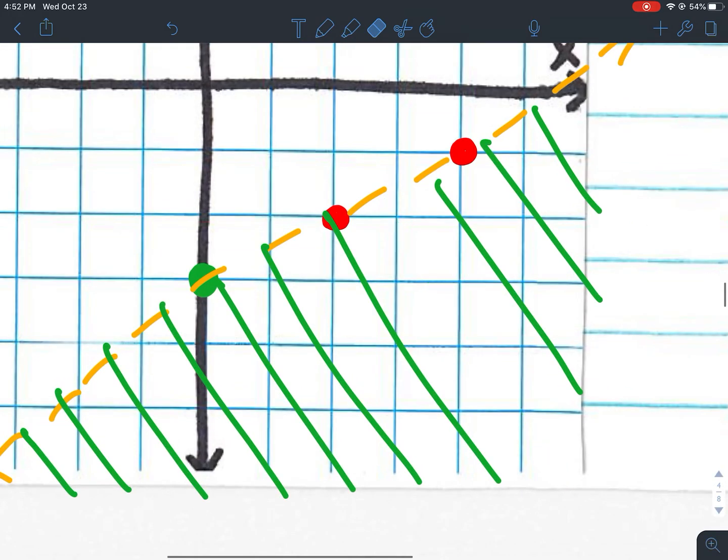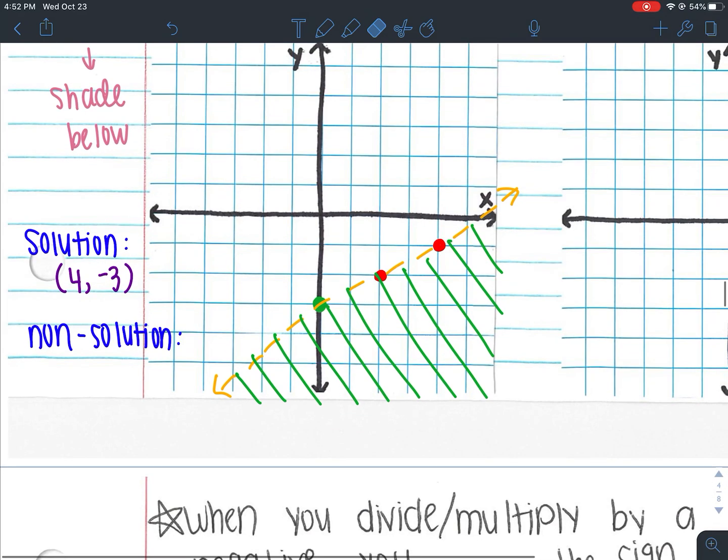But it's not the only solution that we have. There's lots of other solutions. Any point in that region is considered a solution. Oh my goodness, I'm trying to erase the dot without erasing the line, but it's so hard. Oh my gosh, I had it. There we go. Okay.